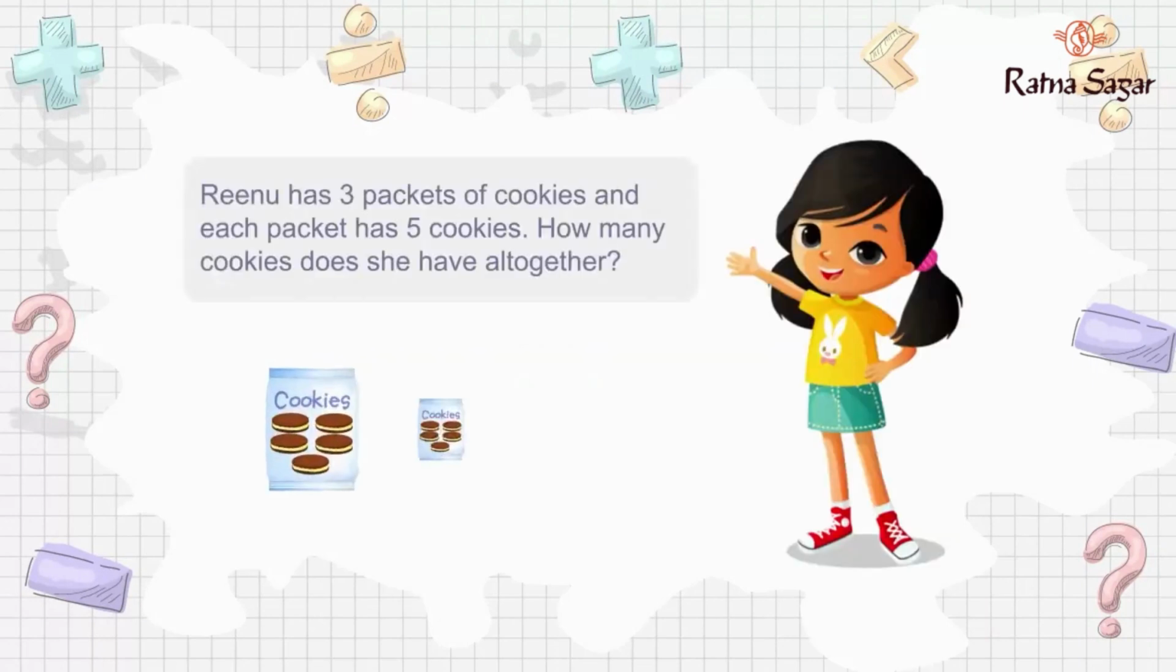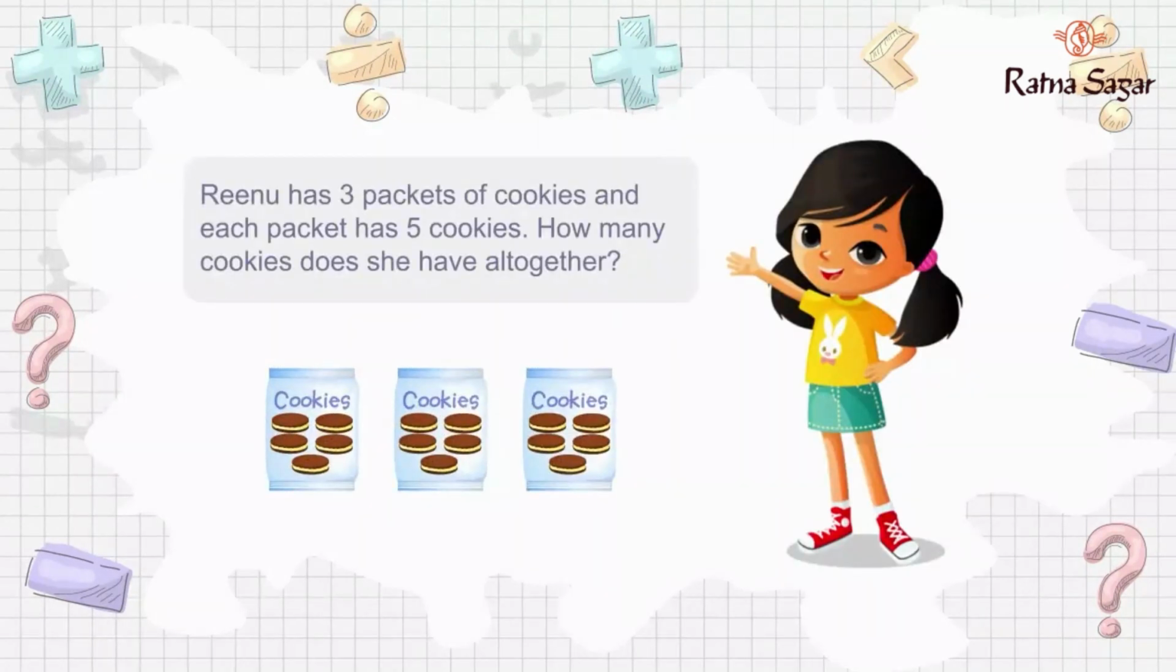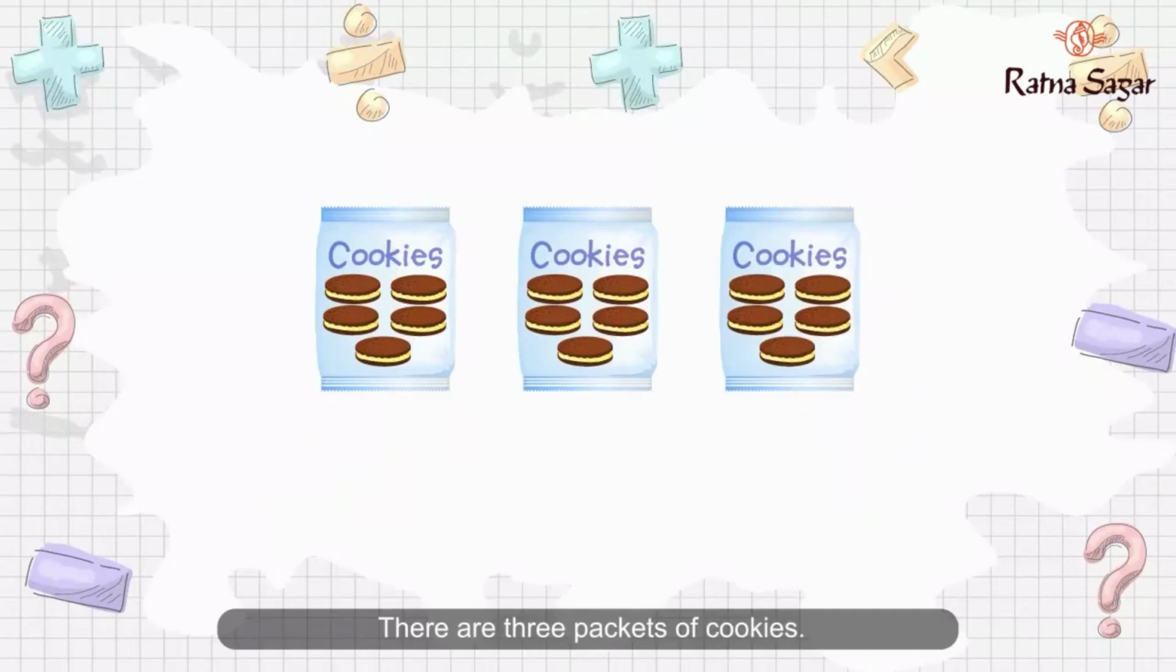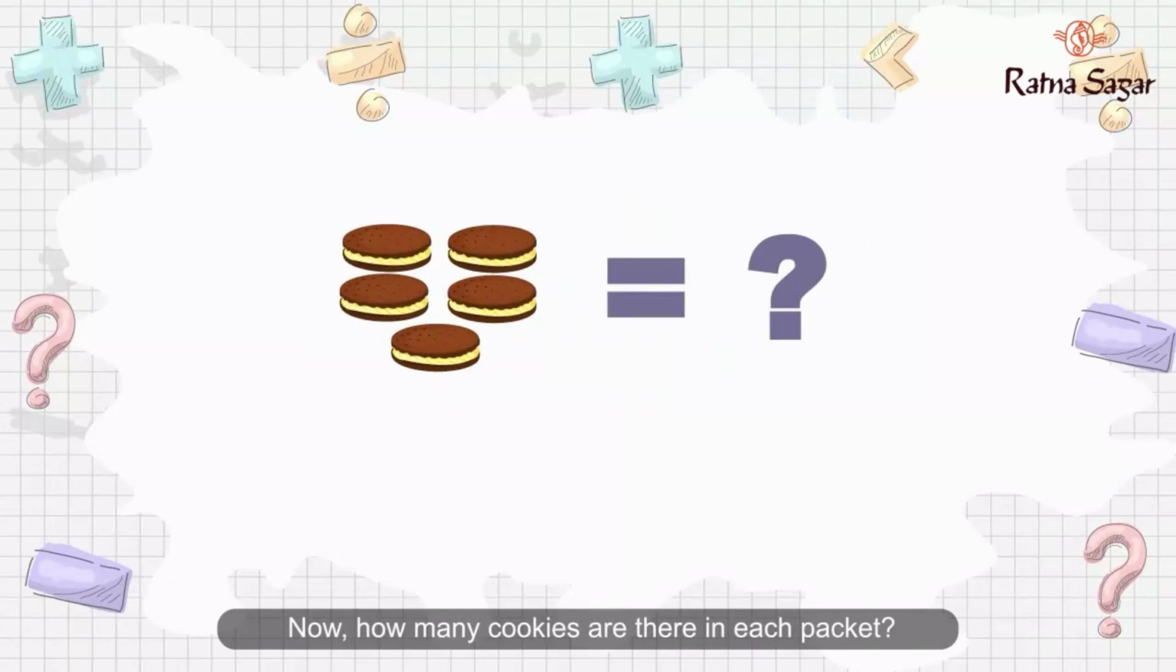Renu has 3 packets of cookies and each packet has 5 cookies. How many cookies does she have altogether? There are 3 packets of cookies. Now, how many cookies are there in each packet? Good! Each packet has 5 cookies.